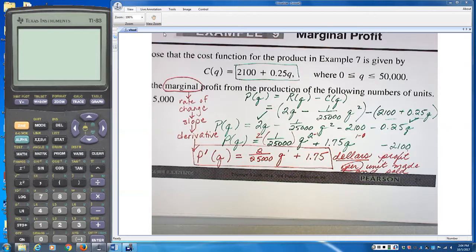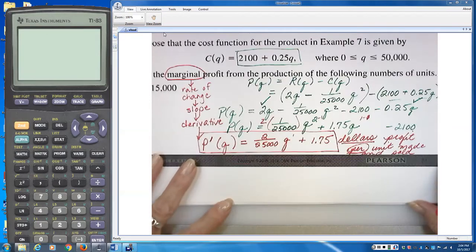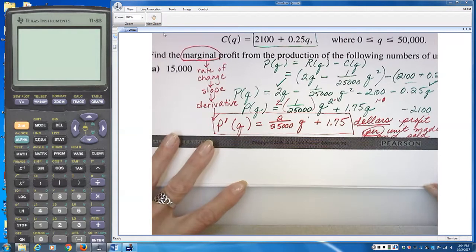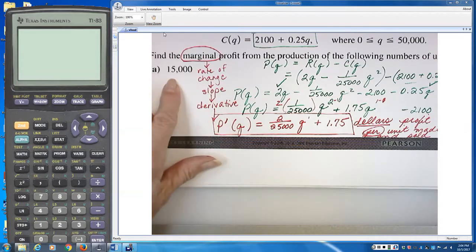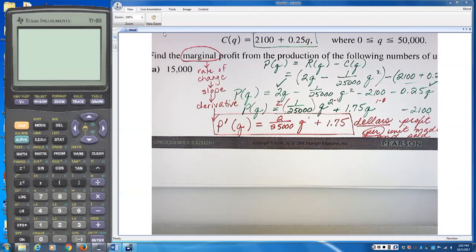Now, if you use this equation, which is what we want to do, and it says find the marginal profit from 15,000 units. According to the book, it's still not broken down far enough, because I did the equation, it's 2.95. If you stop there, you have to keep breaking it down to get to that 55 cents per unit.